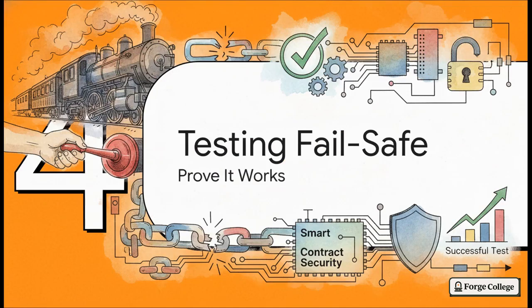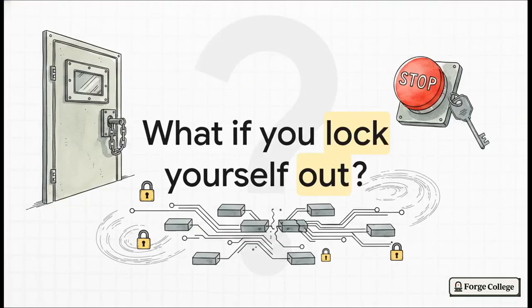Section 4. Testing your failsafe. Because an emergency brake that you haven't tested is honestly just a disaster waiting to happen. Think about this for a second. What happens if you build a state-of-the-art emergency control room, complete with a massive red stop button, but you accidentally lock yourself out of the room? Sounds ridiculous, right? But in smart contracts, this kind of stuff happens all the time.